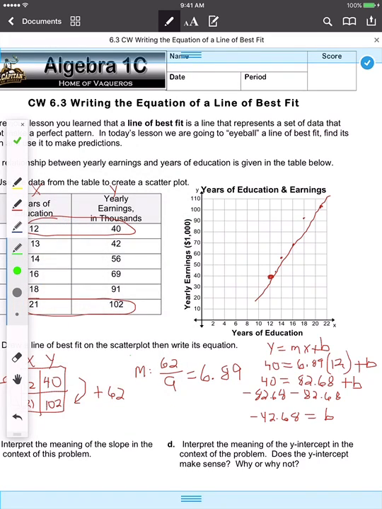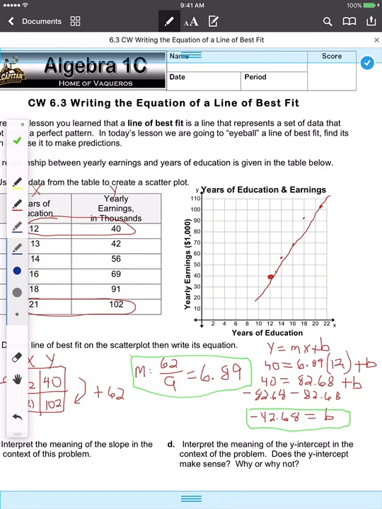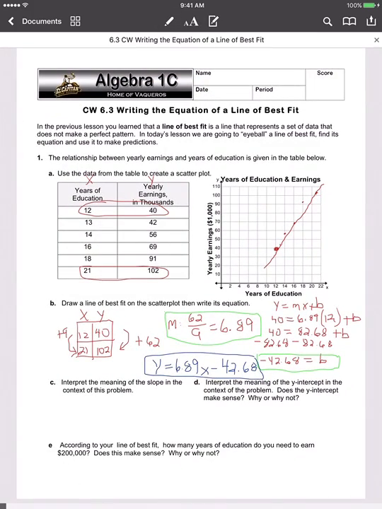So I now know what my slope is, that's 6.89. I know what my b is. So now I just have to write my final equation. And that's going to be y equals m, but instead of m, I'm going to put my slope, 6.89x minus my b, 42.68. And that is my equation for the line of best fit.